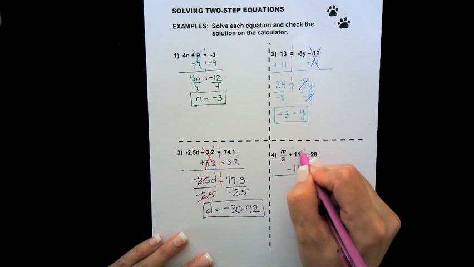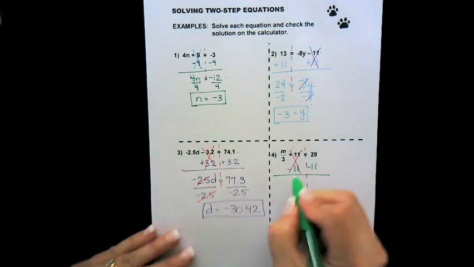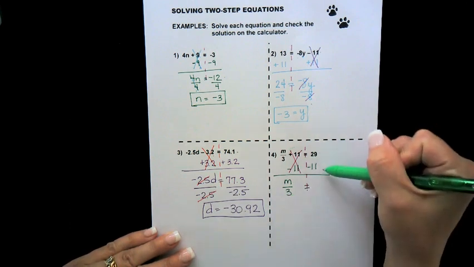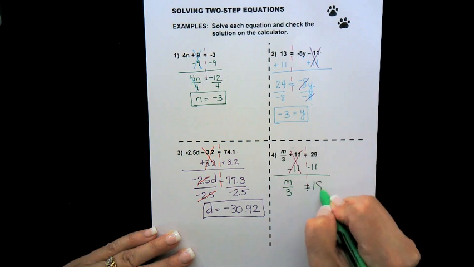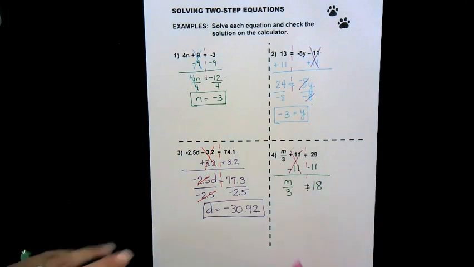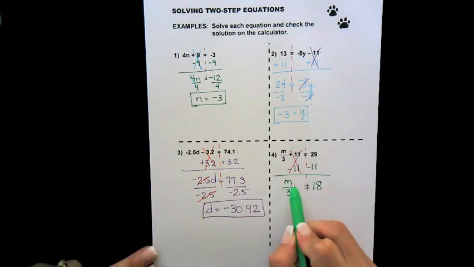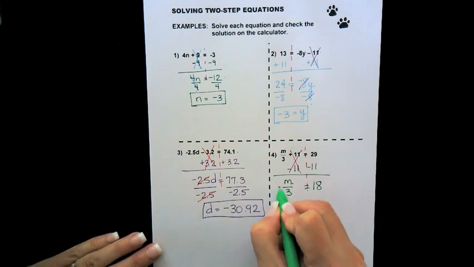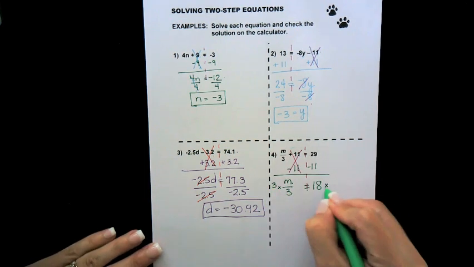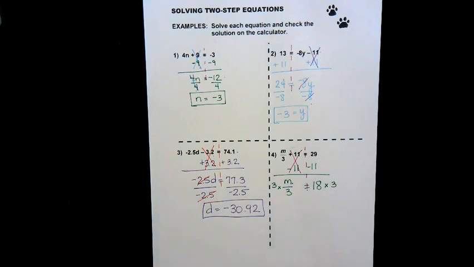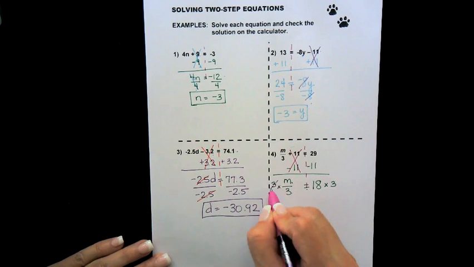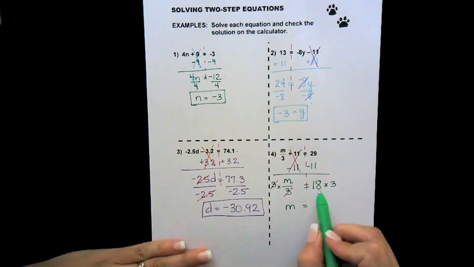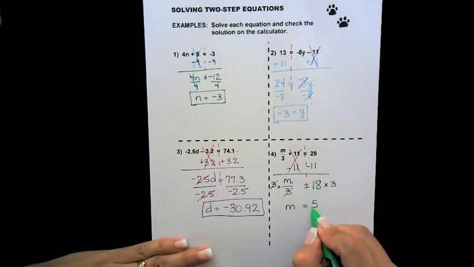Plus 11 and minus 11 cancel each other out, and that leaves me with m divided by 3 equals, and then on the other side of the imaginary line, 29 minus 11 gives me 18. Now we have to look at what's happening to our variable. It's being divided by 3, so we're going to do the opposite. The opposite of dividing by 3 is to multiply by 3. So I'm going to multiply by 3 over here, multiply by 3 over here. Multiplying by 3 and dividing by 3 cancel each other out so that we're left with m equals, and then 18 times 3 would give me 54.